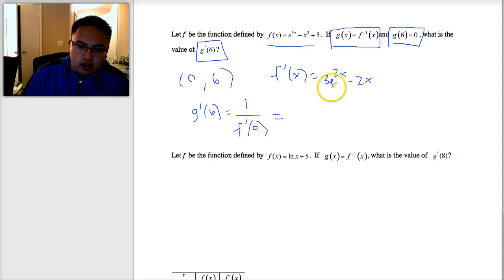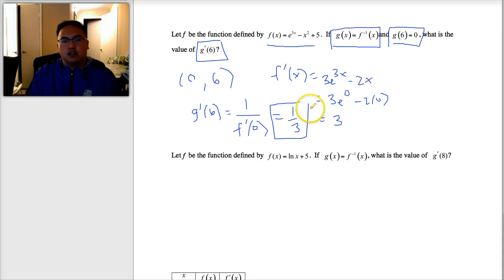If I have a 0 here, e to the 0 is just 1, which is just 3. Then 3 minus 2 times 0. So I'll plug in zeros, this goes away, this just becomes 1. f prime of 0 is just 3. So my answer is just 1/3.